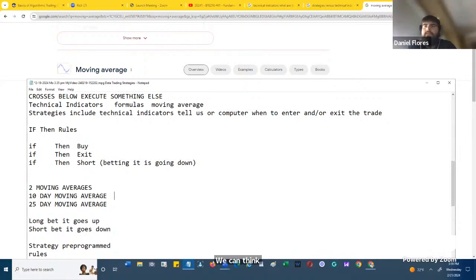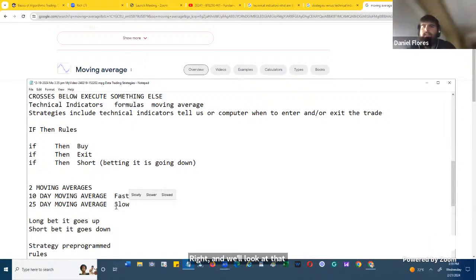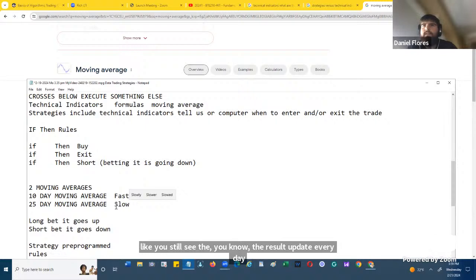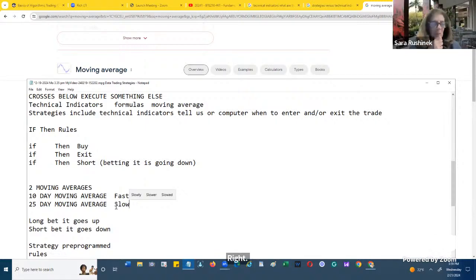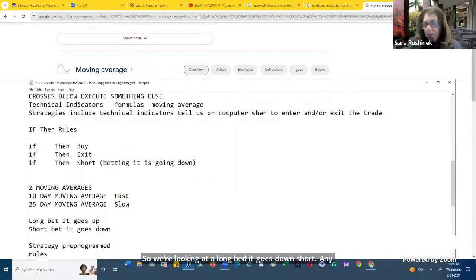Well, you can think about if you see it on the chart and it's a 10-day moving average, that means the line will basically hug the price more closely than if it's say a 50 or a 100-day. And you'll see the result update every day. It's just taking the last 10 candles. Right. Last 10 spots that we have. So we're looking at a long bet, it goes down, and a short. Any questions so far?